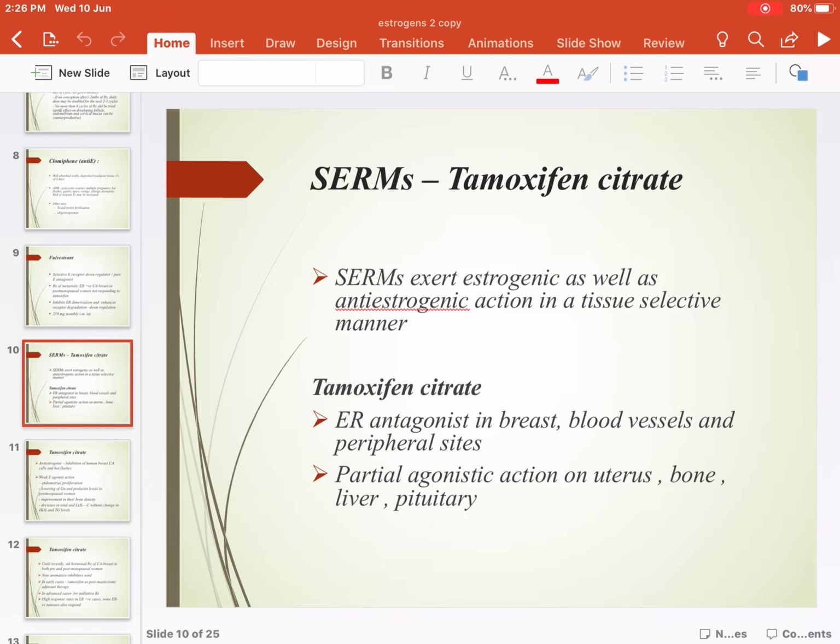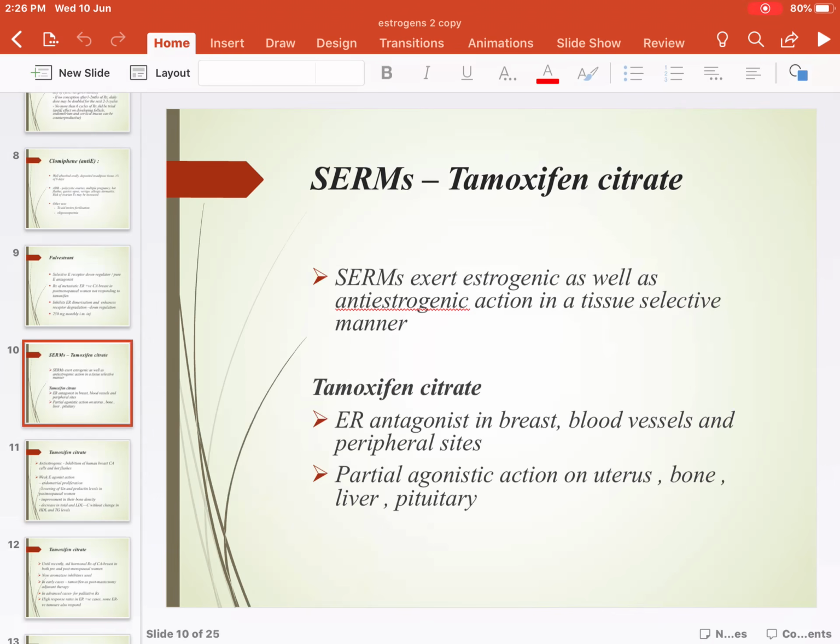We know that estrogen has activity on bone. When estrogen acts, bone resorption is going to reduce, which means bone loss is going to reduce. We want this action. We don't want bone loss in postmenopausal women.